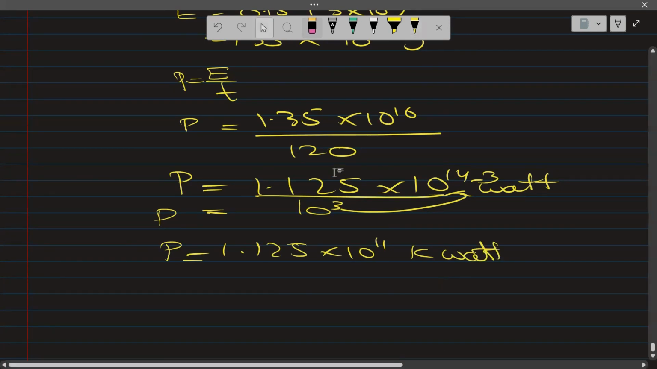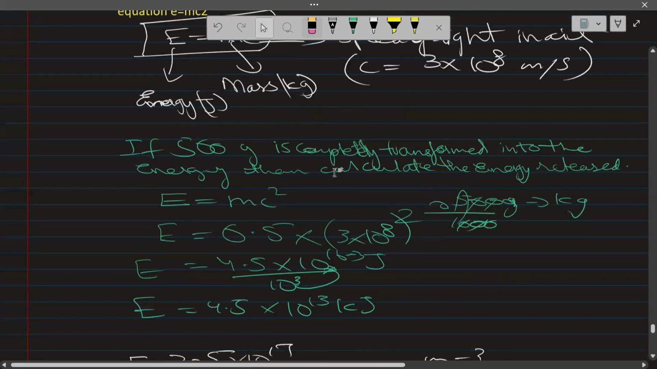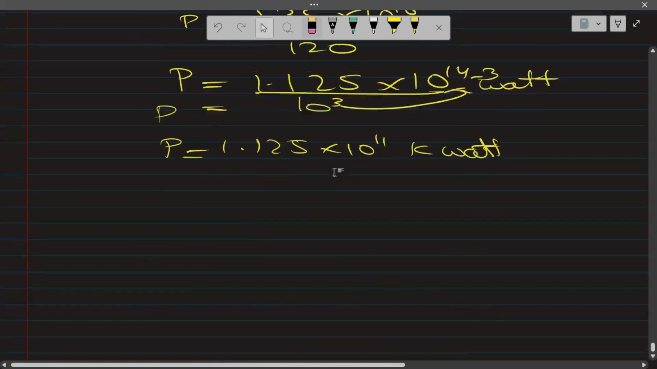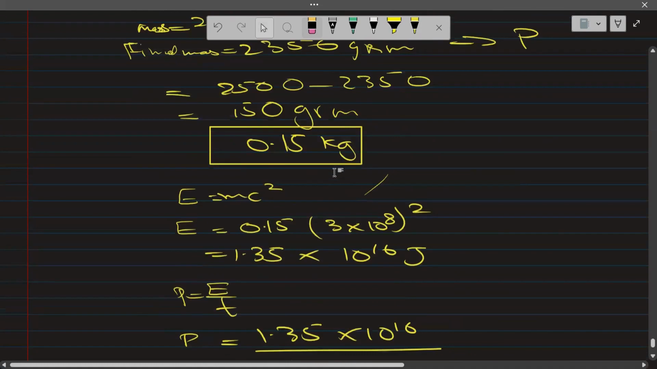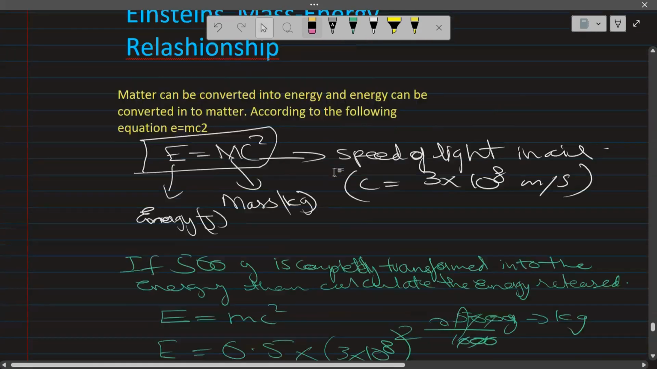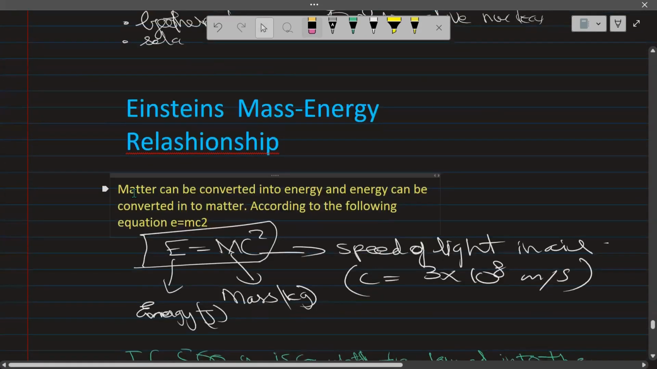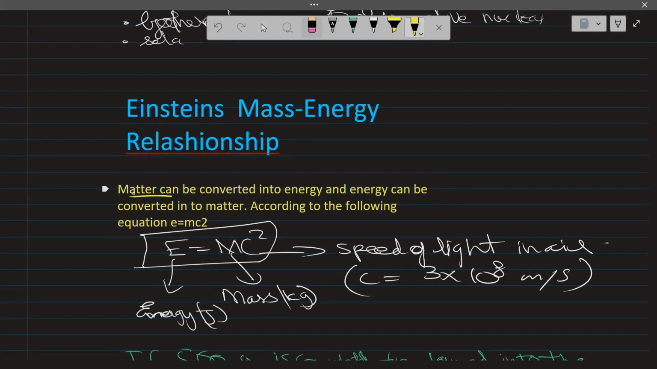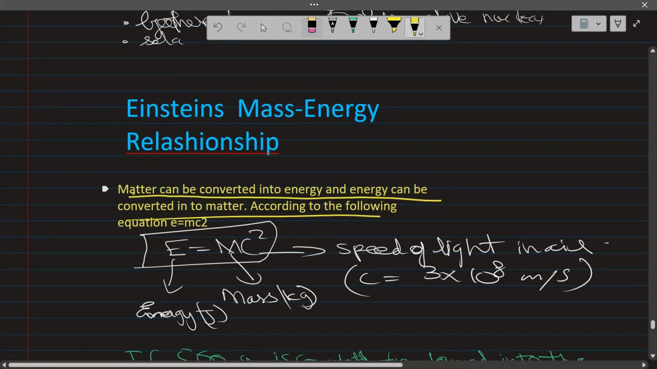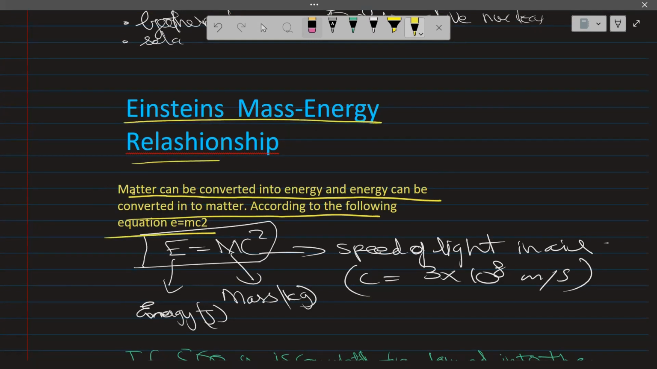Okay, so we have covered E is equal to mc square. I hope you guys have understood until now how I solved these past paper questions, and you have understood what it says. It says that matter can be converted into energy, and energy can be converted into matter, according to the equation E is equal to mc square. That's the basic explanation for it.